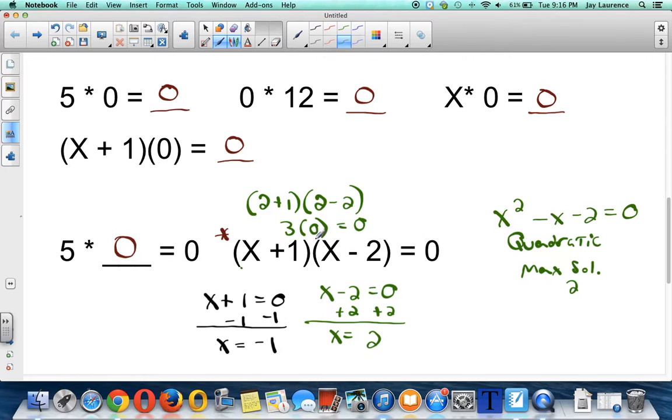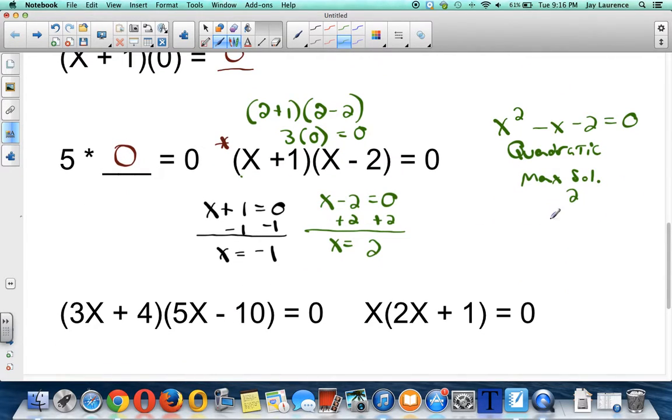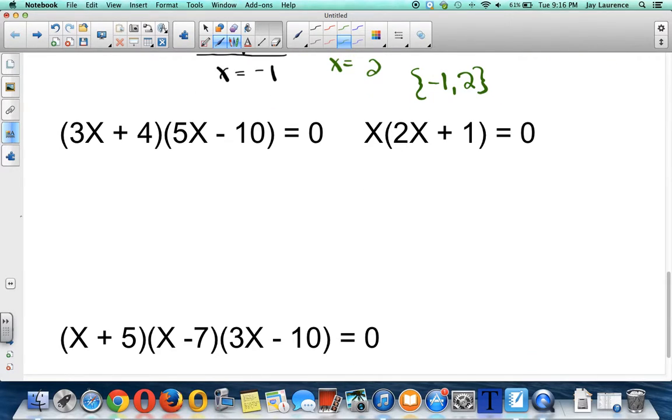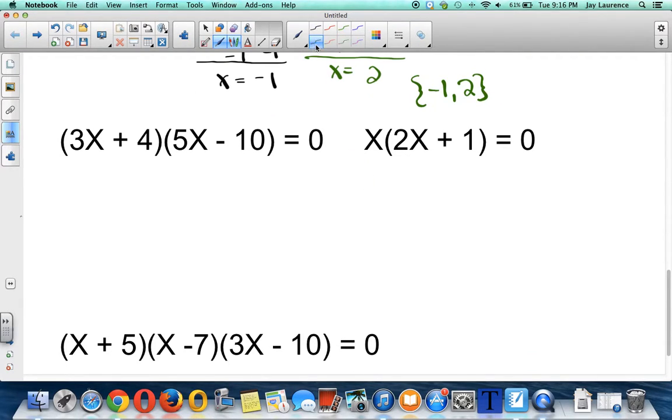So you see, this equation is quadratic, and it actually has 2 solutions. The solutions are x equals negative 1 and x equals 2. The solution set would be negative 1 and 2. Huh. Now, I know you don't totally get this 100% right now, so let's do a couple more examples and see what you can do.